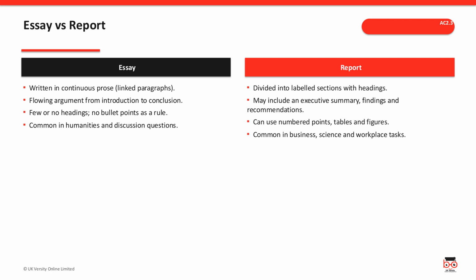Two formats come up again and again, and they're quite different beasts. An essay flows as continuous, linked prose, arguing from introduction to conclusion with few or no headings, and it's common in the humanities and in discussion questions. A report is broken into labelled sections with headings, may carry an executive summary, findings and recommendations, and can happily use numbered points and tables, which makes it the norm in business and workplace tasks.